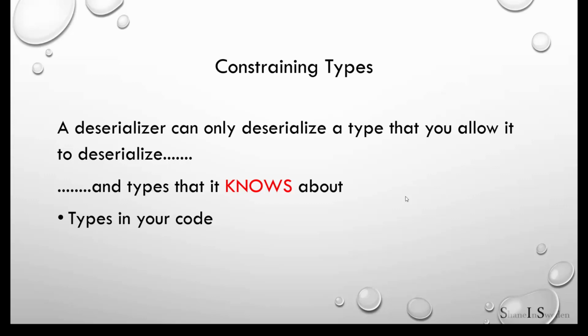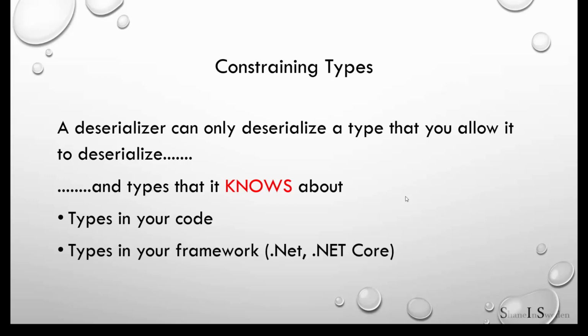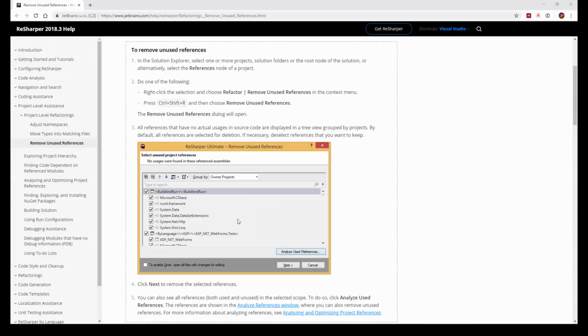So what are these types that it knows about? Well, one is the types in your code, the classes and object types that you actually create yourself. And of course, the other is the types in your framework that you're using, .NET or .NET Core, for example. So how do we constrain these types in practice? Well, there are several tools you can use to get some help here.